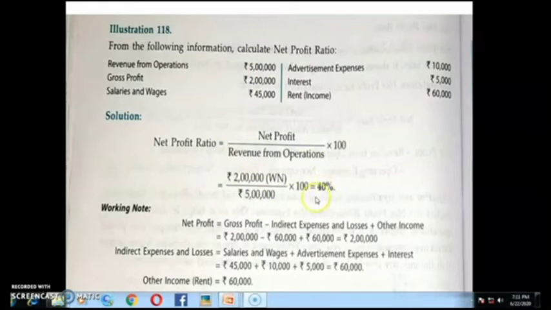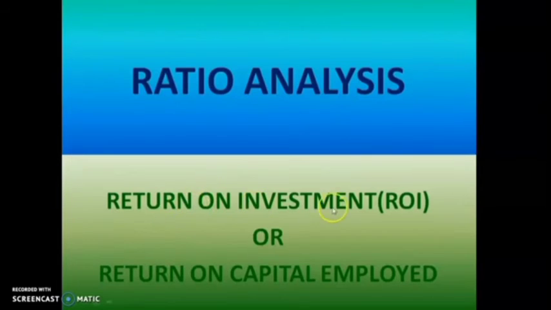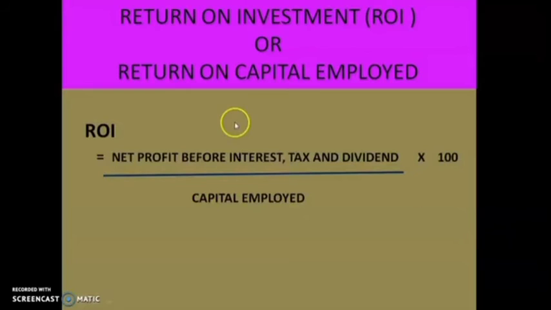as 40%. Return on investment, that is ROI, or we can also call it as return on capital employed ratio. The formula to calculate return on investment ratio is net profit before interest, tax and dividend divided by capital employed into 100.